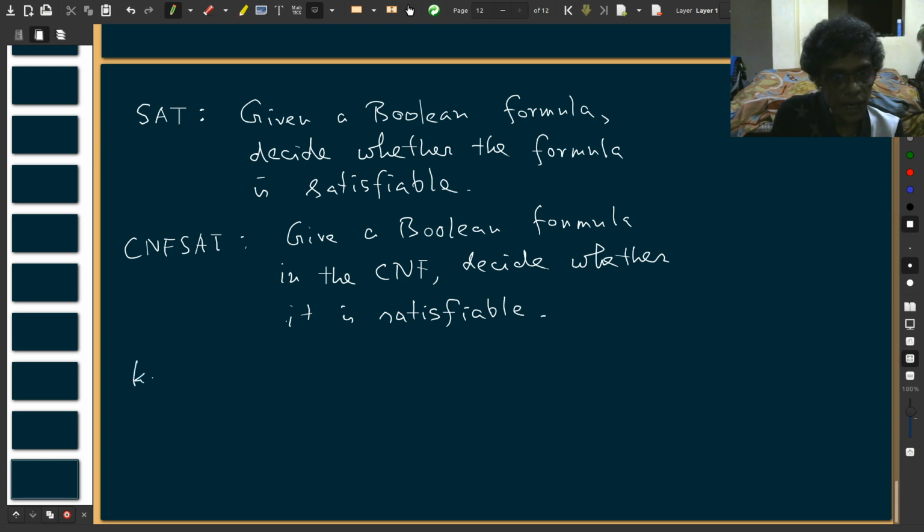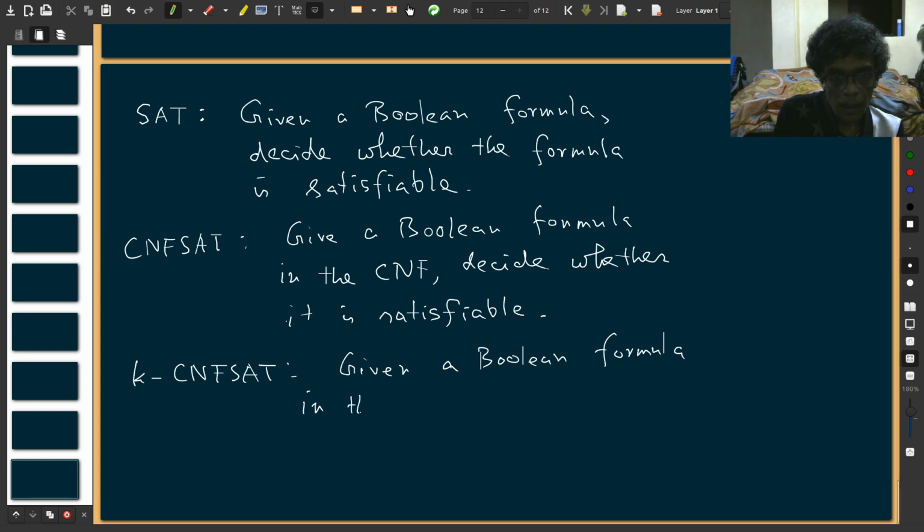And KCNFSAT, same thing, given a Boolean formula in the K conjunctive normal form, decide whether the formula is satisfiable.